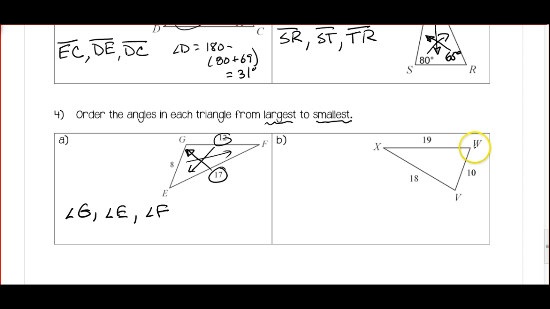And then for example B, again, largest to smallest, so the biggest side is 19, so angle V will be the largest angle. And then 18 is the next biggest side, so angle W. And then lastly, we have angle X. So that's from largest to smallest. So make sure you read the directions carefully so you know whether it's asking for largest to smallest or smallest to largest for your angles or your sides.